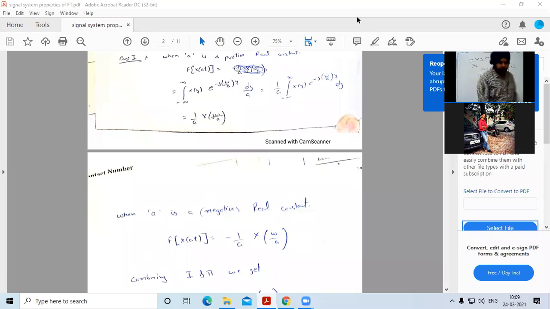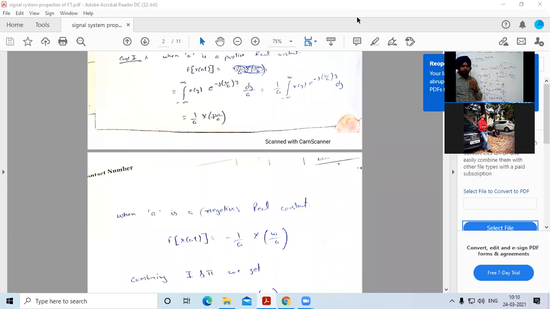So, students, we are at this step. We will do the time scaling property. What is the time scaling property? If we scale the time domain, meaning either we compress the time signal or we expand the time signal, what will happen in the frequency domain? We will discuss this in the time scaling property.